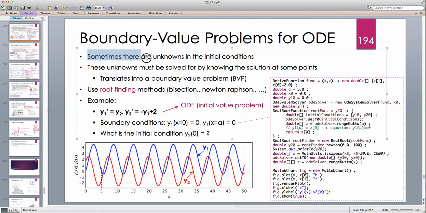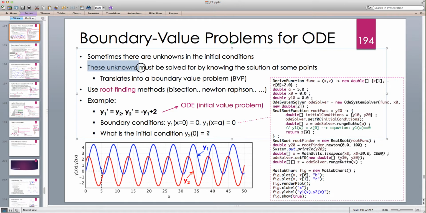So sometimes there are unknowns in the initial conditions. Let's say we have two functions, y1 and y2, and y1(0) is known, y2(0) is not known. But the value of, for example, y1 at some later point is also known. So we can use that information to find the value of y2 at 0, the initial condition for y2. And once we find that, we can in fact solve the differential equations and find the unique solution.